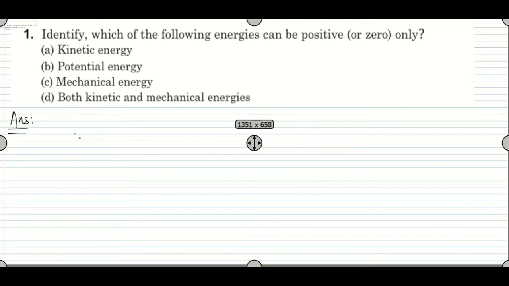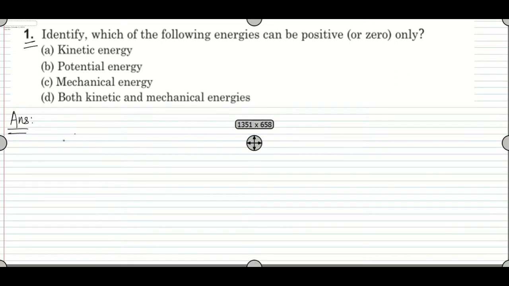So let's start with the Work Energy DPP, and in this I'm taking very basic questions that you should know, right? So see here, this is the first question. Identify which of the following energies can be positive or zero only.